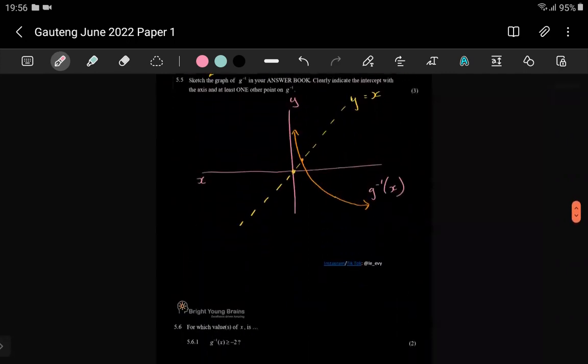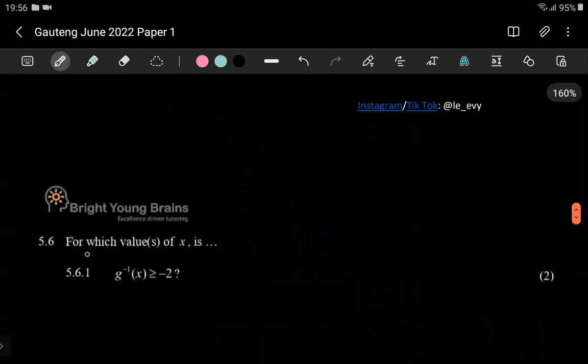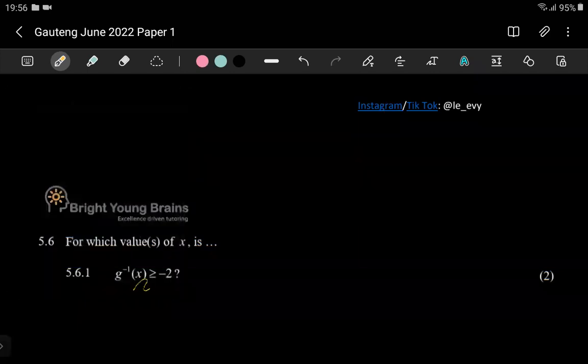So with 5.6, it's a 2-mark question. They said for which values of x is the inverse of g bigger or equal to -2. So a question like this needs you to make use of the equation of your graph and the picture. Well, you don't necessarily need the picture, but the picture will help you, because this is just asking where are the y values of the inverse bigger or equal to -2.